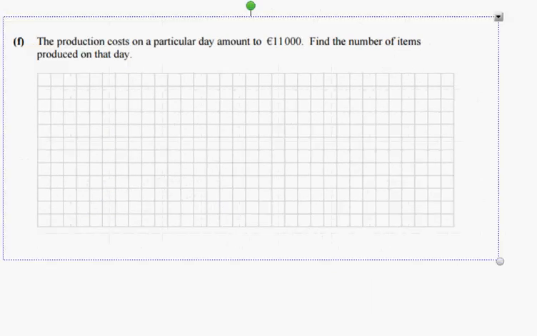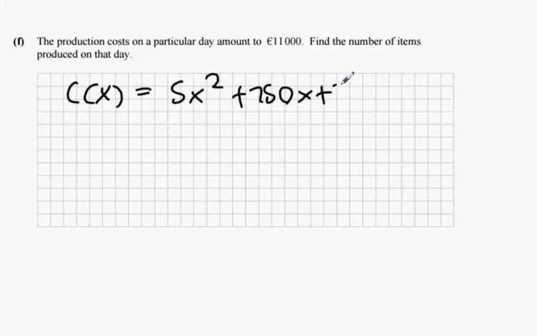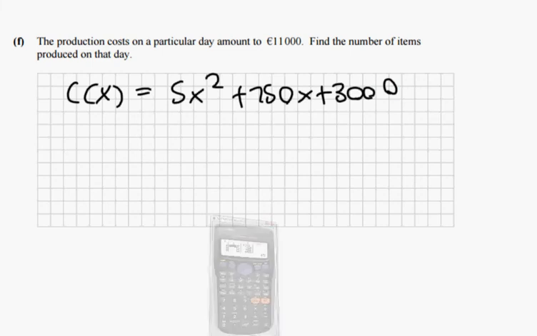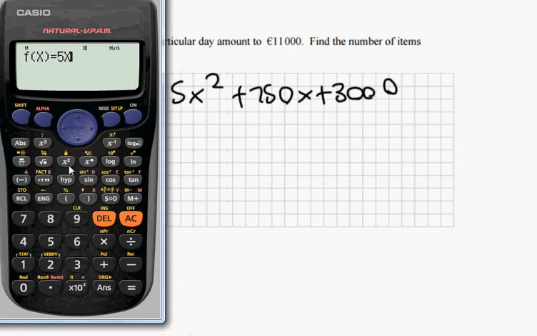Now, question 7. The production costs on a particular day amounted to 11,000. Find the number of items produced on that day. Lads, if you weren't sure, where'd you find the production formula? What is the production formula? The production formula is the cost of production. What is that formula? It's 5x squared plus 750x plus 3000. Okay? If I put this into my calculator, this will tell me all the production costs for any amount I want.